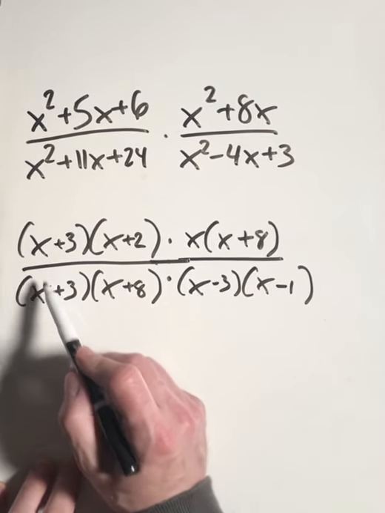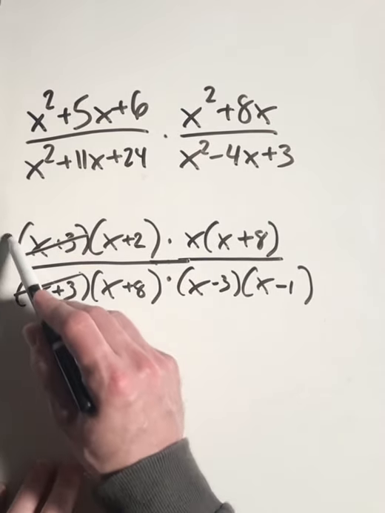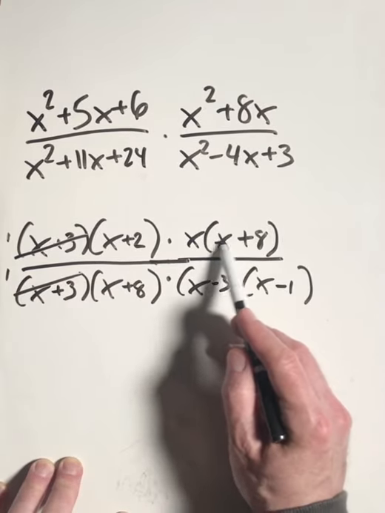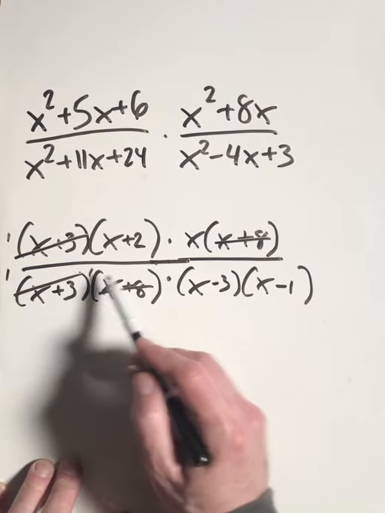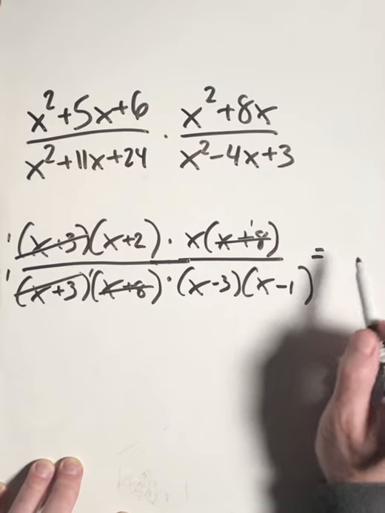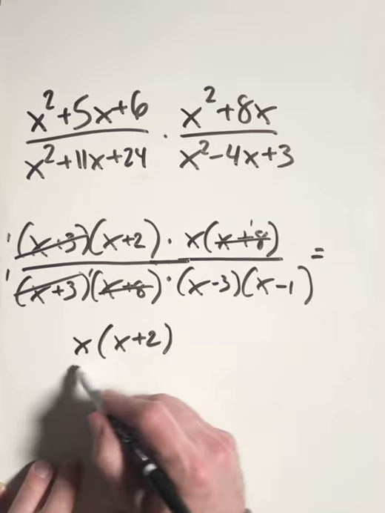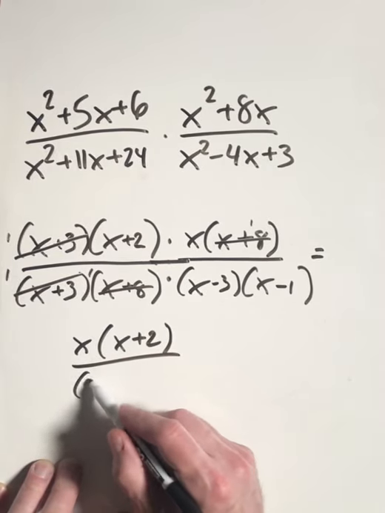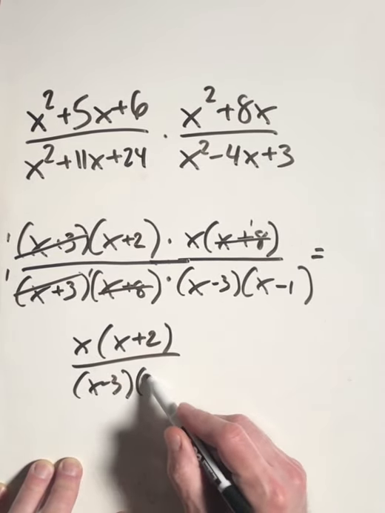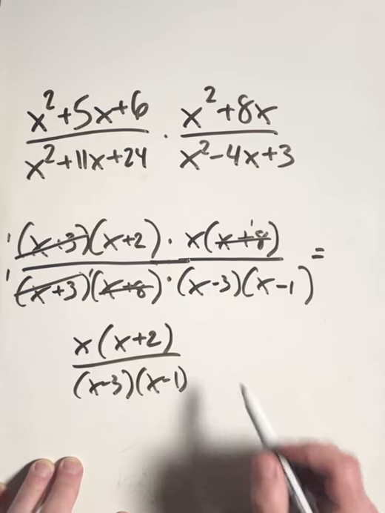Well, I have an x plus 3 divided by an x plus 3, so that's 1. I have an x plus 8 divided by an x plus 8, that's also 1. So now what I'm left with is an x times an x plus 2 divided by an x minus 3 times an x minus 1.